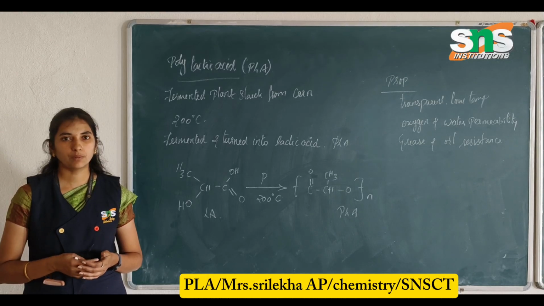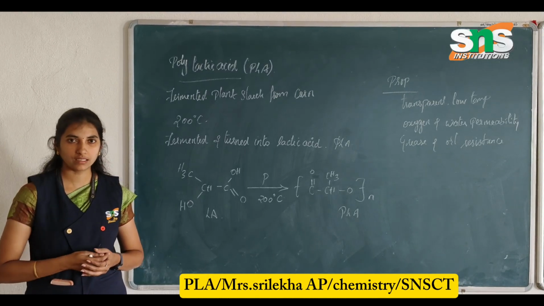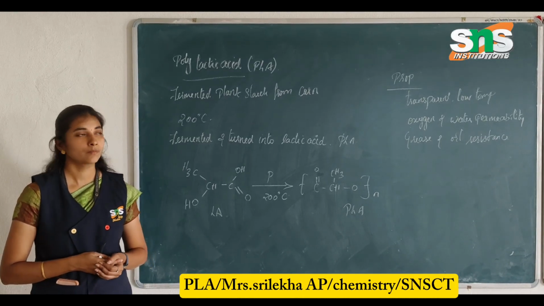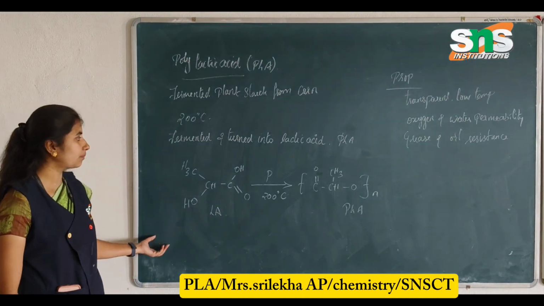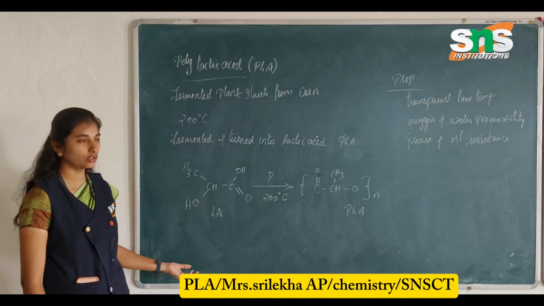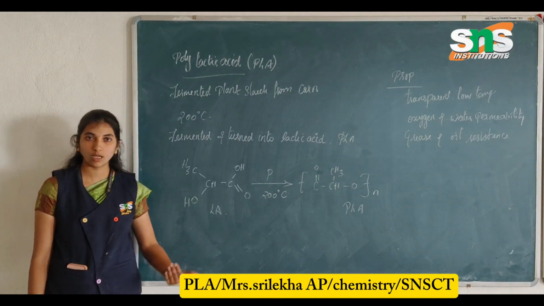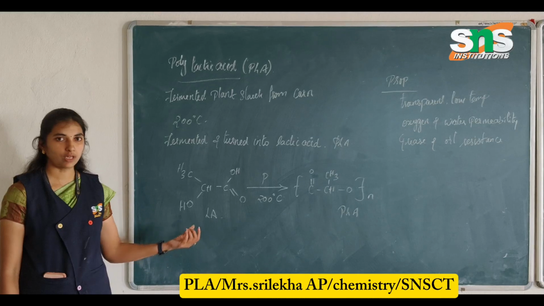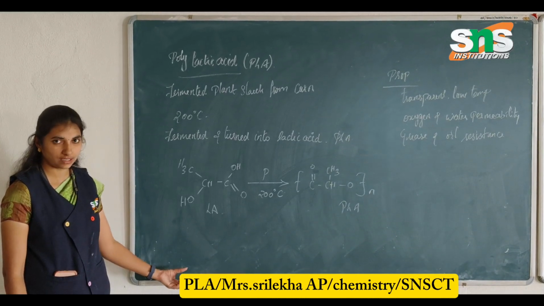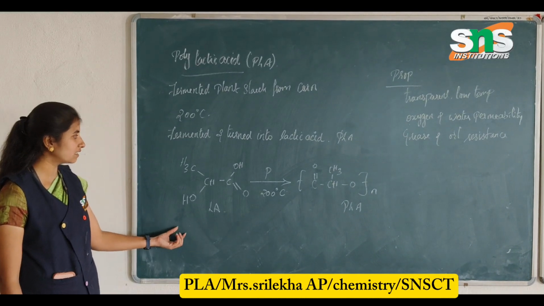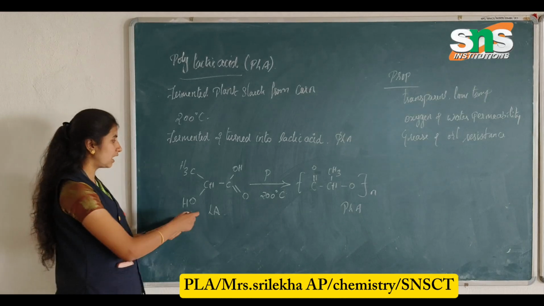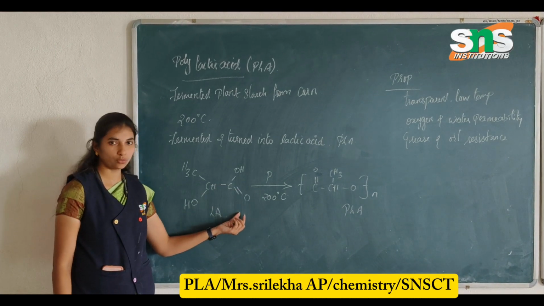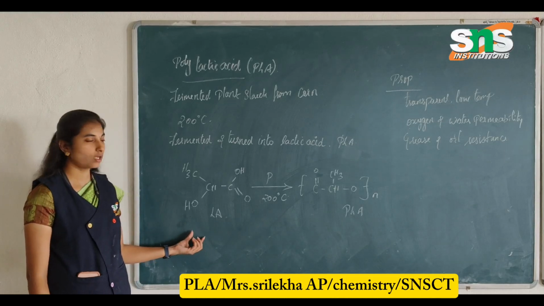So this is the preparation part, how polylactic acid is made and can be used in the form of polymers. The temperature used by this method to convert lactic acid into polylactic acid is 200 degrees Celsius. Here I have taken the monomer lactic acid. The formula for lactic acid is CH3CH(OH)C(=O)OH.